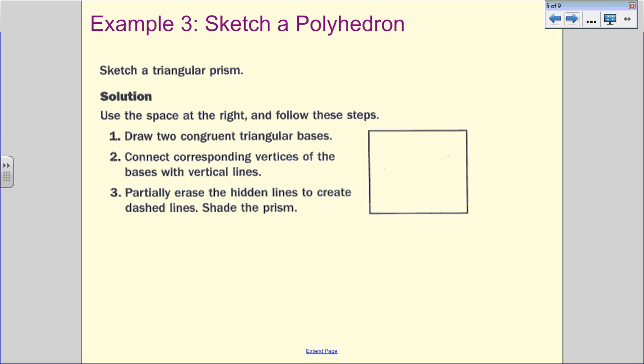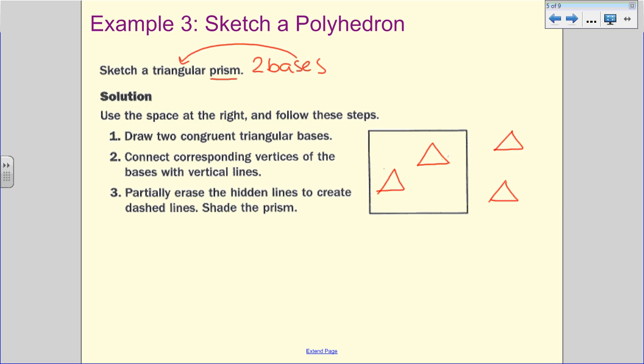All right, so now we're going to take a look at sketching polyhedrons. So we want to sketch a triangular prism. If it's a prism, that means it has 2 bases, and they're going to be triangles. So we're going to draw 2 congruent triangular bases. I'm going to draw a triangle here in the front, and then I'm going to make one that's parallel to it, a little bit farther back. We could draw one up here and one down here. They could go vertically, or horizontally like that.